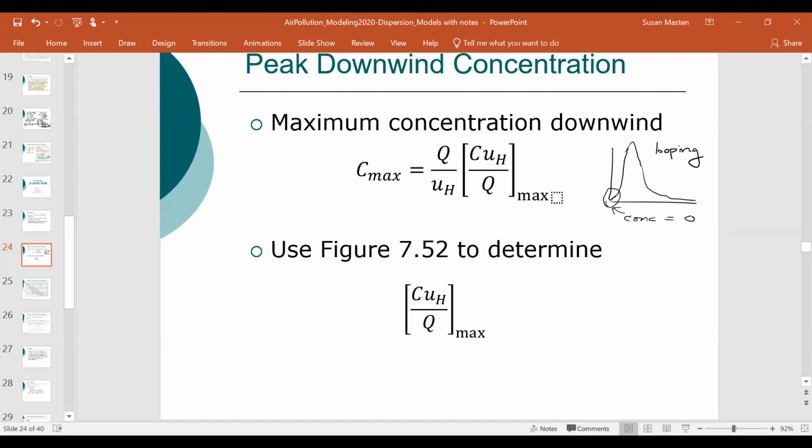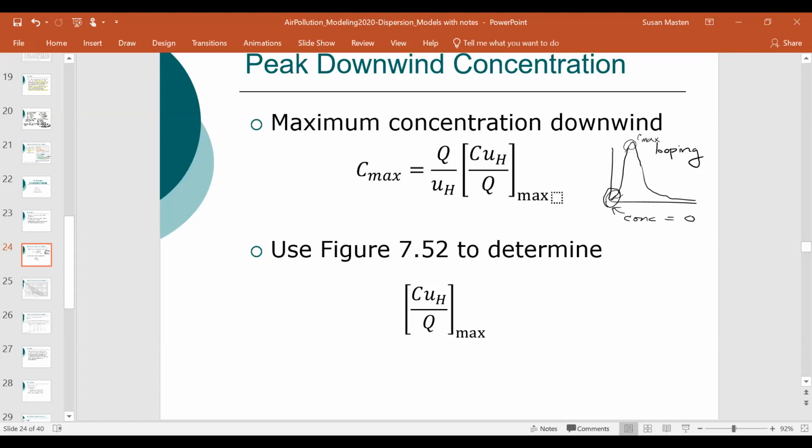So what we have here is a rapid increase. We're very close to the stack. We have essentially negligible concentrations. As that plume rises, it brings with it that pollutant. We have a maximum concentration here, and this is what we're looking at determining. That's the maximum concentration that a person could be exposed to if, in this case, they were close to the stack.